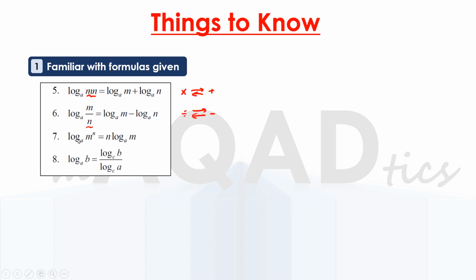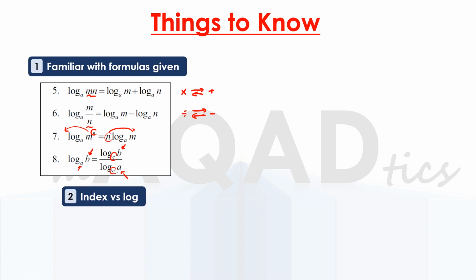The next formula is for the power. We can move it to the front, or for this n at the front, we can move it back. And the last formula is to help us change the base. For the value b, I'll put it at the top, a at the bottom, and the value of c depends on the question. It can be 10, it can be 2, or it can be base e, and so on.